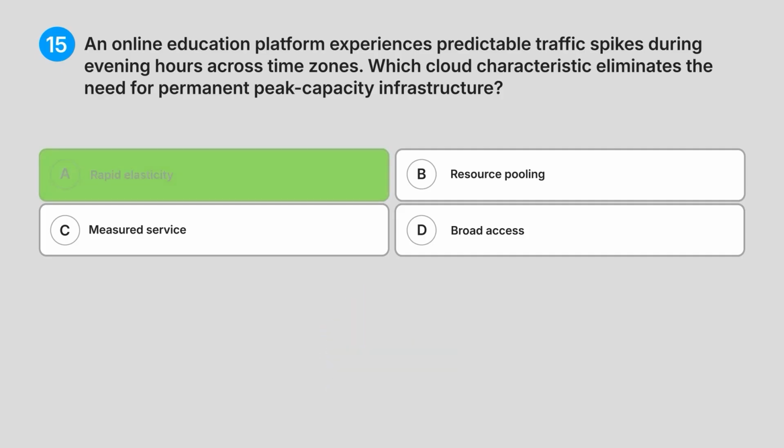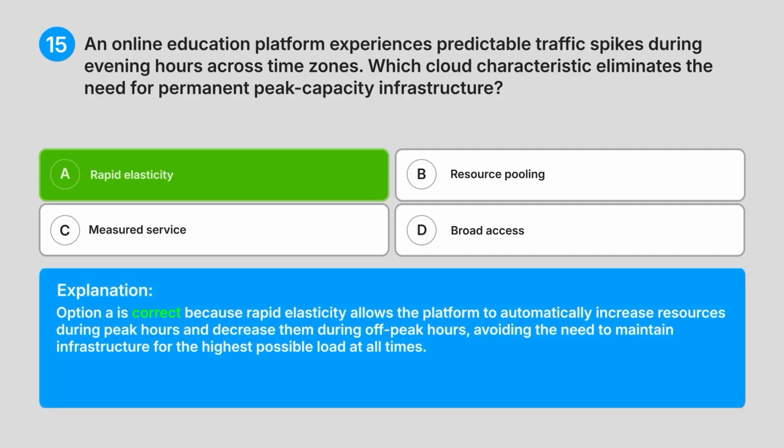Correct answer, A. Rapid elasticity. Explanation: option A is correct because rapid elasticity allows the platform to automatically increase resources during peak hours and decrease them during off-peak hours, avoiding the need to maintain infrastructure for the highest possible load at all times.